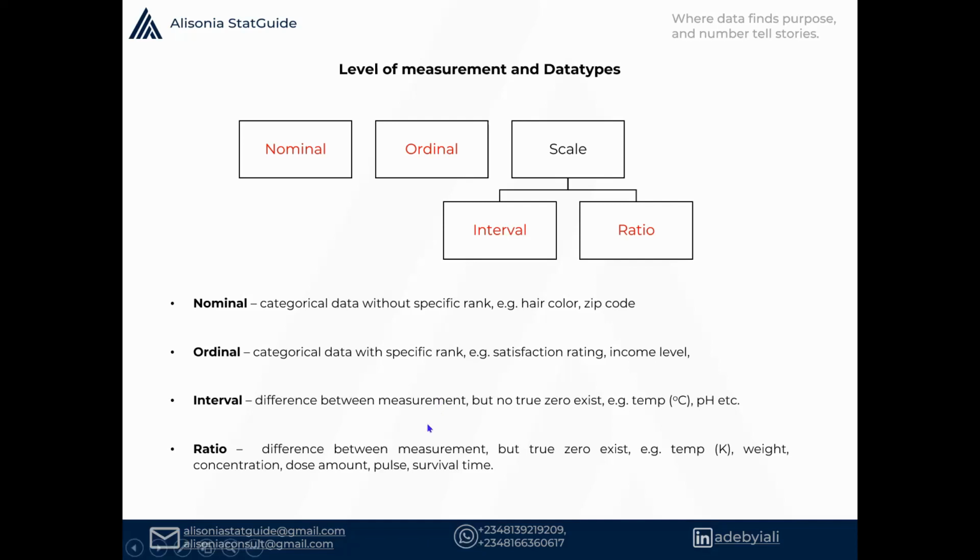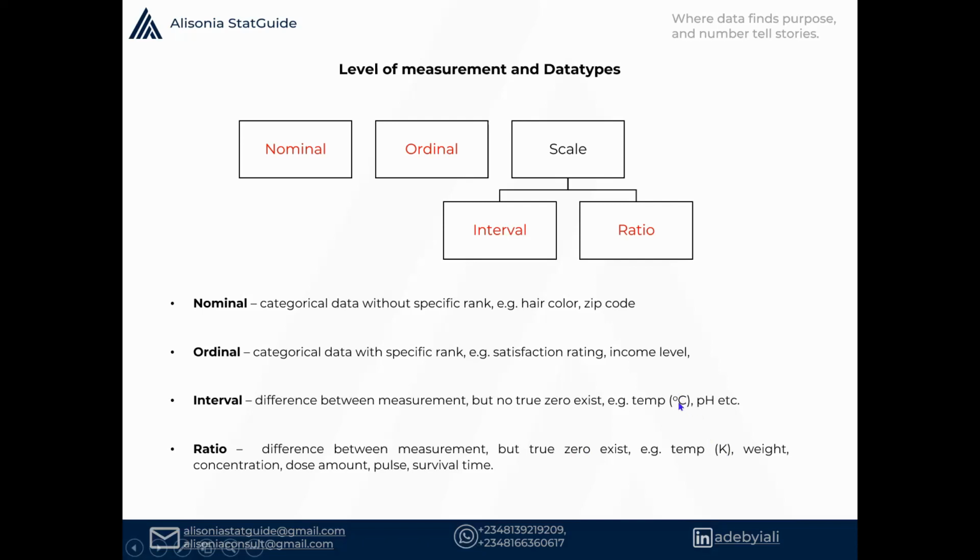Then for the interval and ratio, interval is just the difference between measurements, but no true zero exists. Examples are temperature and pH level. For the ratio, it is the difference between measurements, but a true zero exists. An example is temperature in Kelvin.